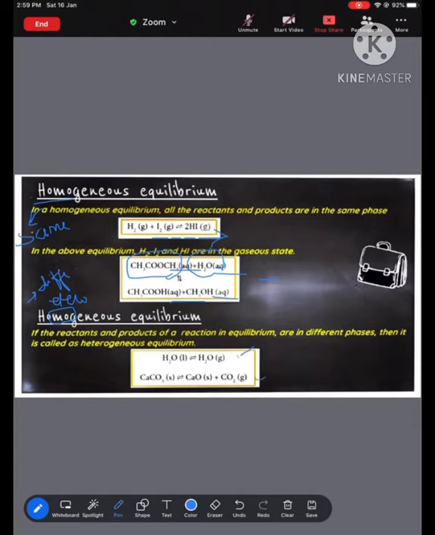Another example is calcium carbonate, which is a solid, will react to give calcium oxide plus carbon dioxide. Calcium oxide is again a solid, but it will also release carbon dioxide, which is a gas.